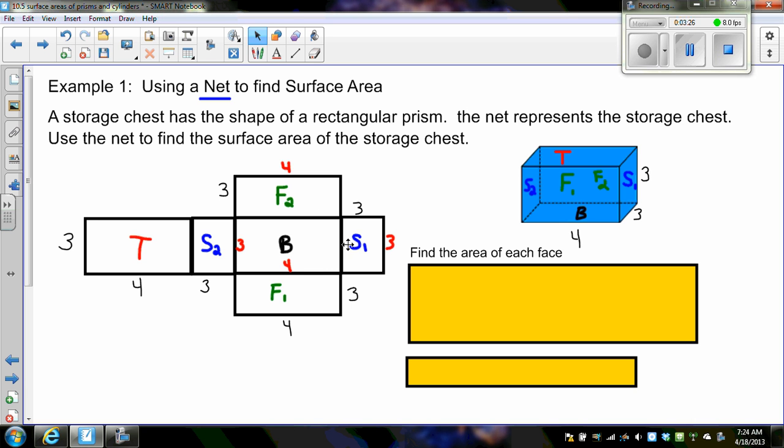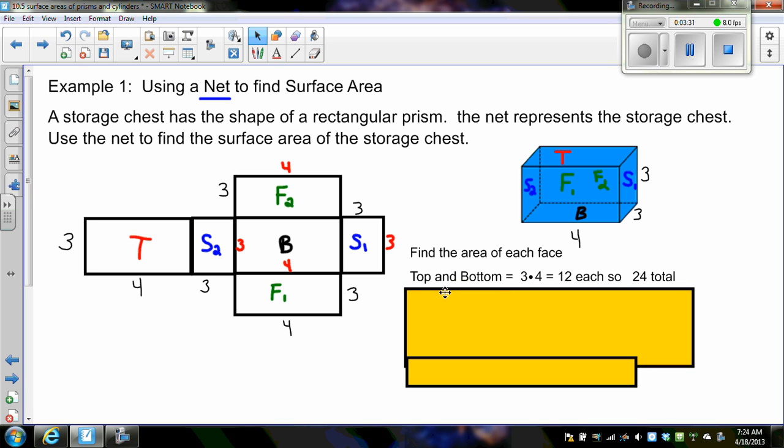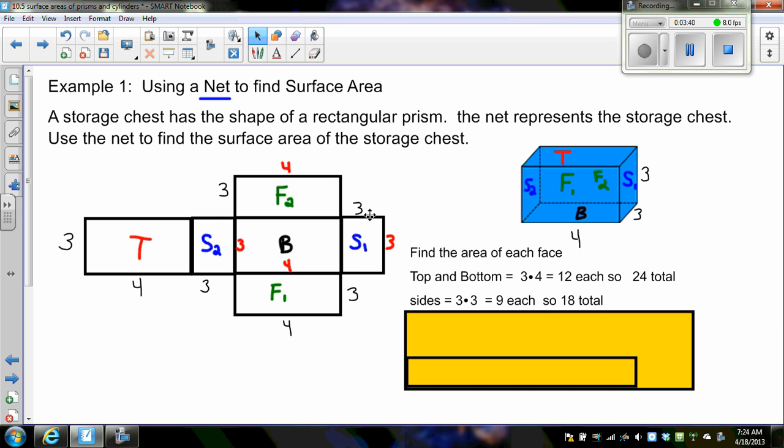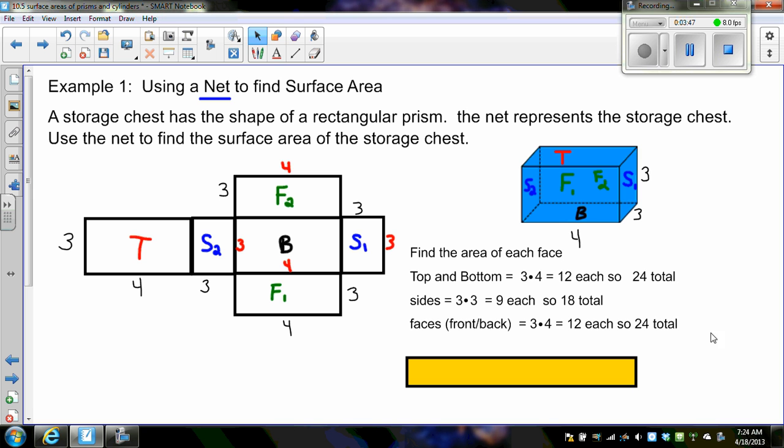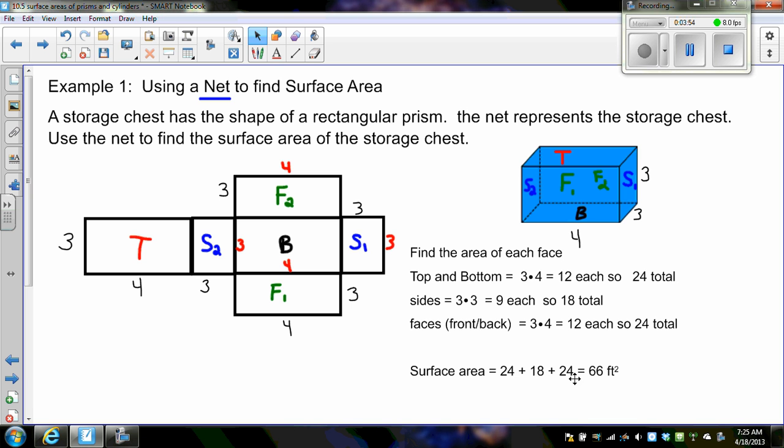If we find the area of each of these boxes, then we know the total surface area. So the top and the bottom are 3 by 4, which are 12 each, but there's 2, so 24 total. The sides are both 3 by 3, so they're 9 each, or 18 total. And then the faces, front and back, are 3 by 4, which is 12 each, so 24 total. So we can add 24 plus 18 plus 24 to get the total surface area of 66 feet squared.